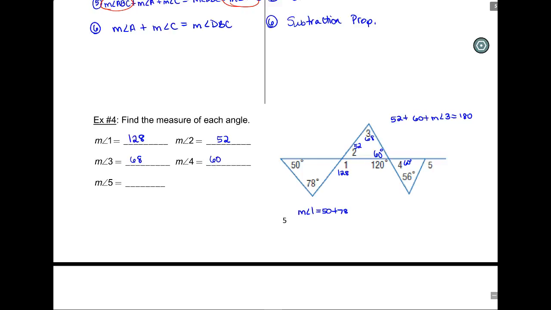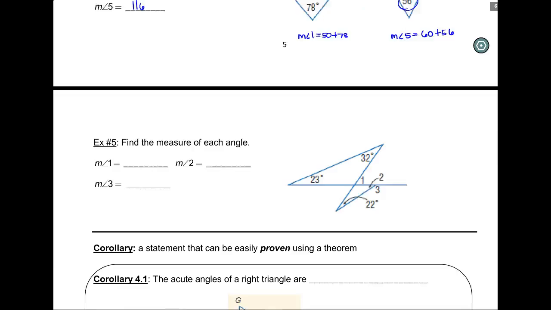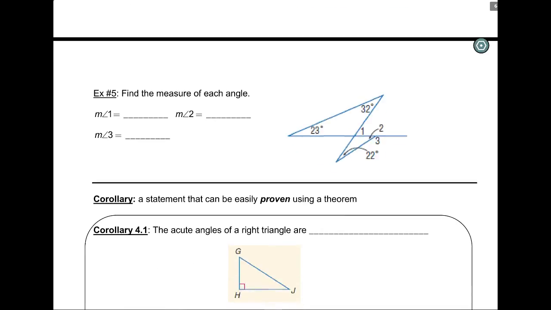And then angle 5. So I see 5 is a remote interior to those two. So I know angle 5 has to be 60 plus 56. Again, this is not the only way to get to those solutions. Just one way, one path to get there. So there's 116. Okay, here's another picture. We want to find the measures of angles 1, 2, and 3. I see angle 1 is an exterior angle to these two. So measure of angle 1 is going to be 32 plus 23, which equals 55.